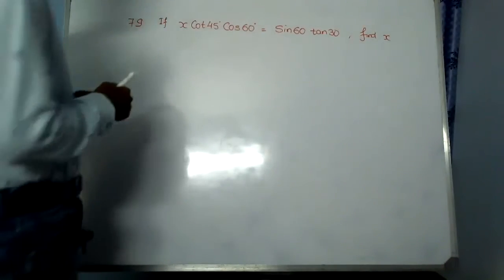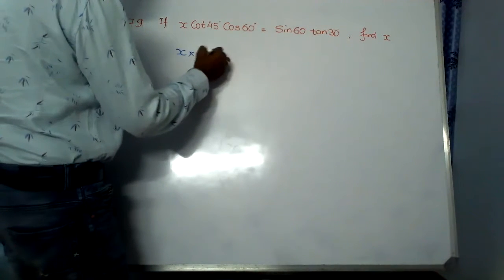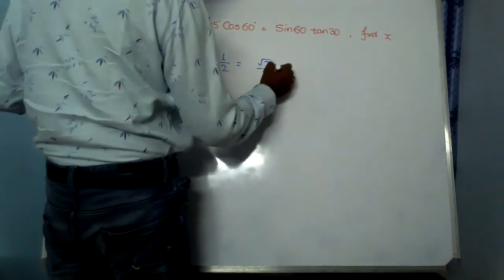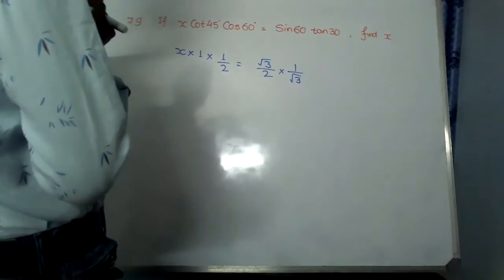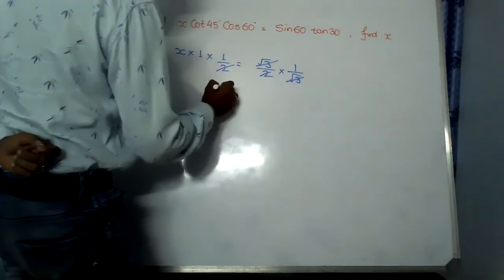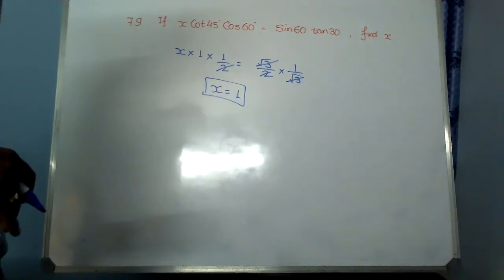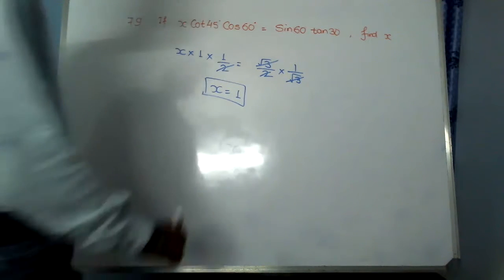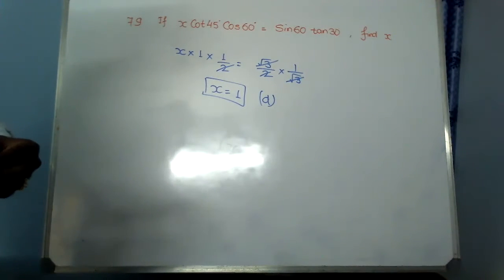Now we'll substitute all the values here. So x, cot 45 is 1, cos 60 is 1 by 2, sin 60 is root 3 by 2, and tan 30 is 1 divided by root 3. Correct? So what can we cancel? I can cancel root 3 with root 3, and this 2 with this 2. So x is equal to 1, which is your option number D, the fourth option. So it will give you D.